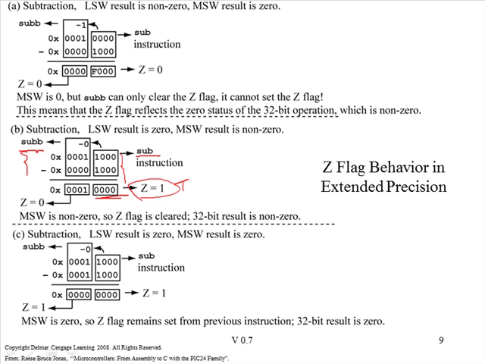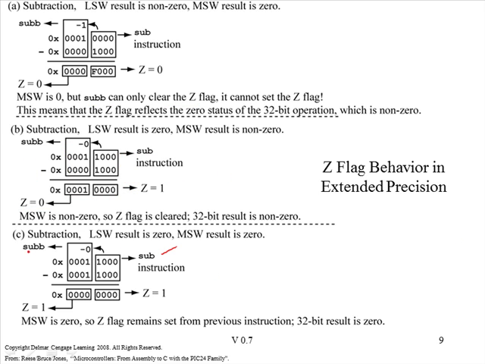Then we're going to do a subtract with borrow. This operation here is going to produce a non-zero result because the subtract with borrow can clear the Z flag. It will clear the Z flag to a 0, a false value, correctly indicating that these two 32-bit values are not equal to each other.